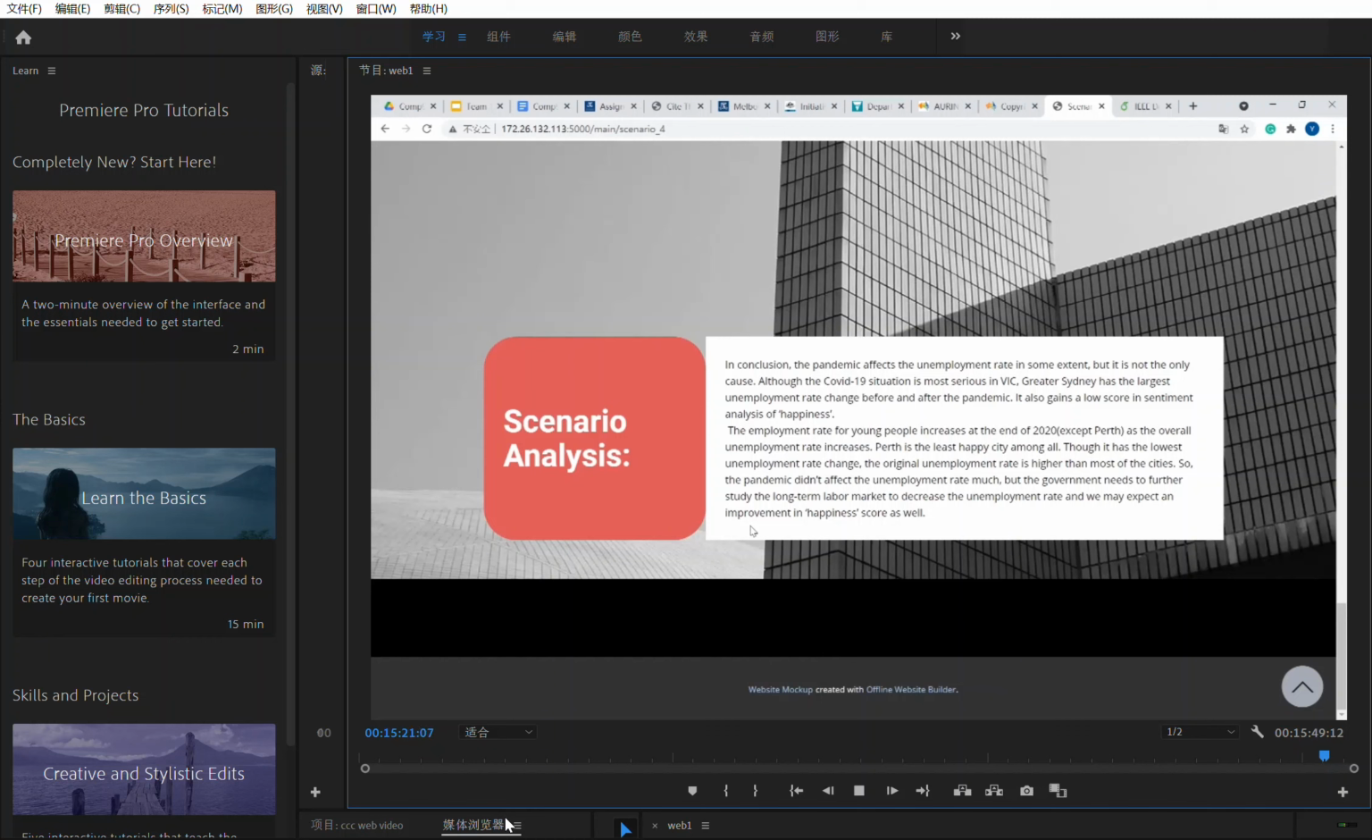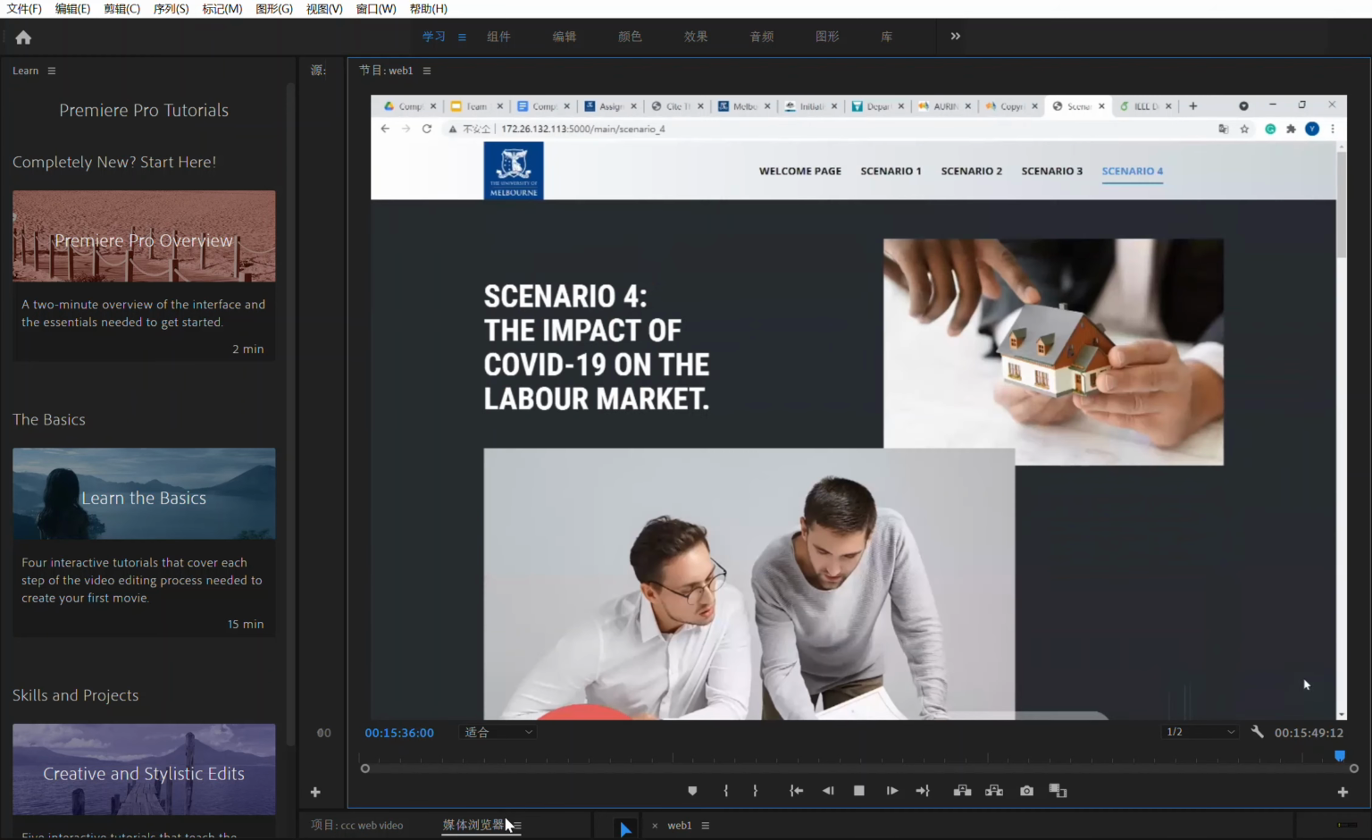But the government needs to further study the long-term labor market to decrease the unemployment rate in Perth, and then we may expect an improvement in happiness score as well. And this is the end of this tour.